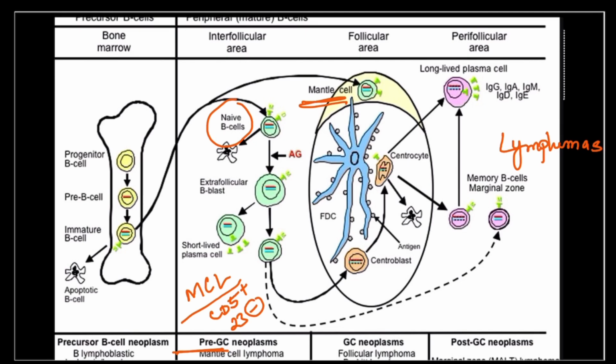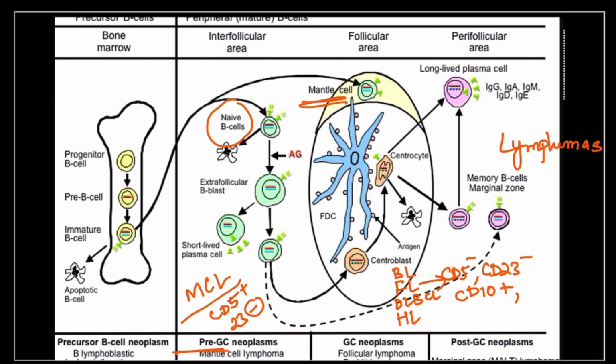Now the lymphomas which arise from the follicle are follicular lymphoma, DLBCL or diffuse large B-cell lymphoma, Hodgkin's lymphoma, and Burkitt's lymphoma. All these tumors are going to be positive for germinal center markers, which are BCL6 and CD10, and they are going to be negative for CD5 and CD23.